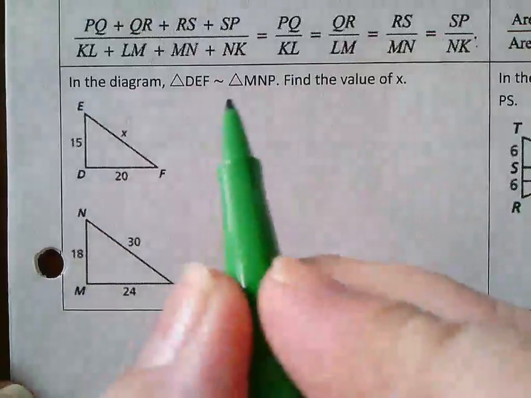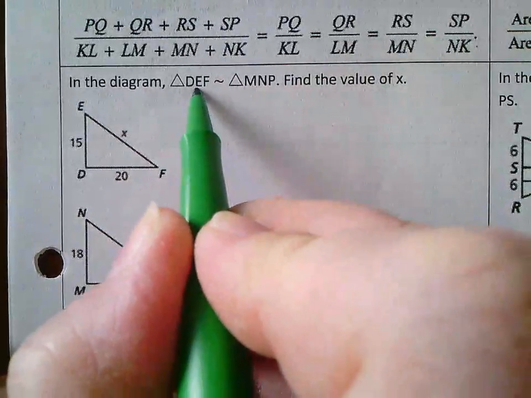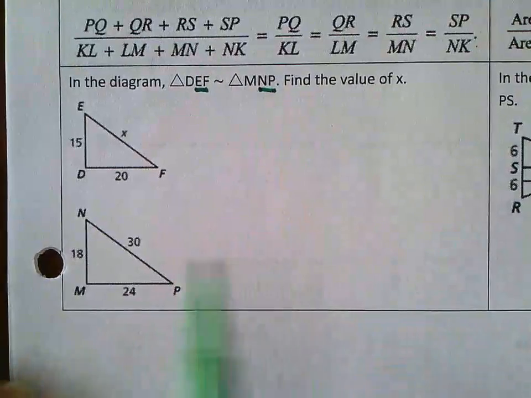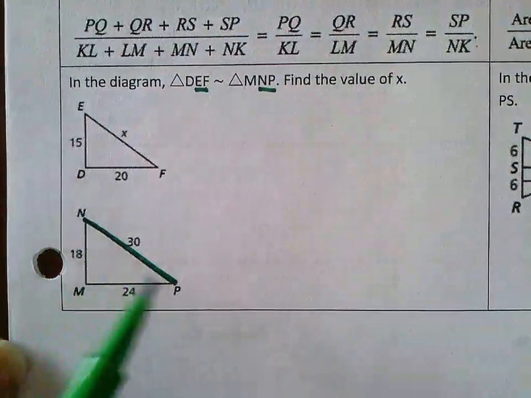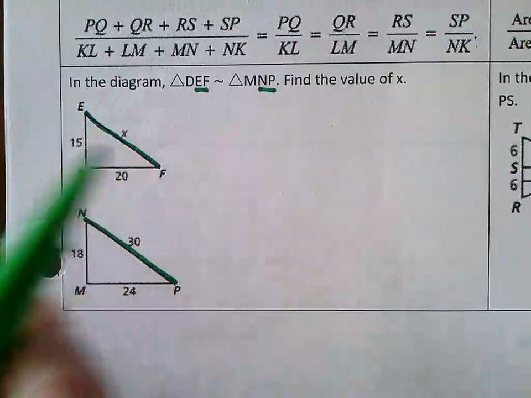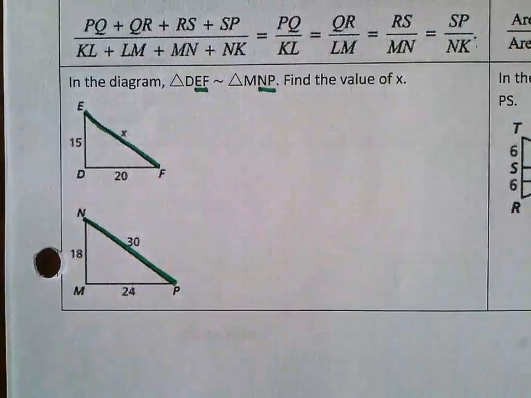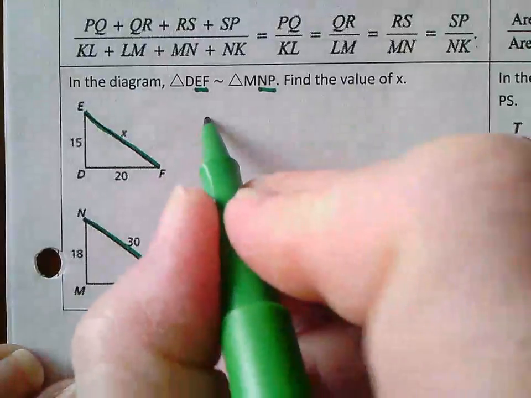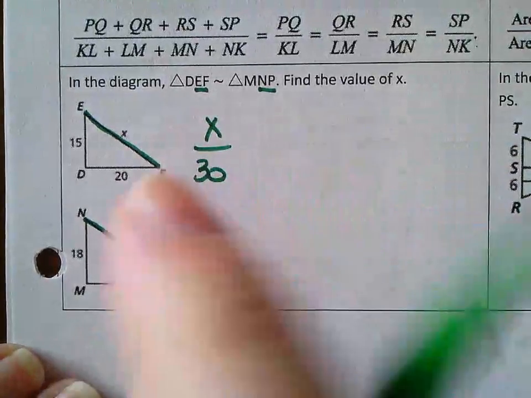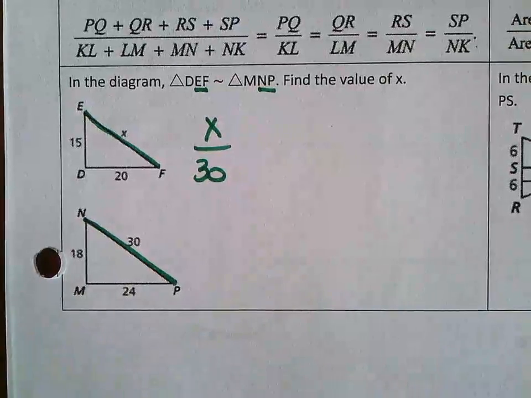Well, if I look at my similarity statement, EF is similar to NP. It tells me that in my statement. So even though I don't have all my angles marked, I can see in my statement that that's actually true. So I can just do X over 30. I'm just doing the little one compared to the big one.